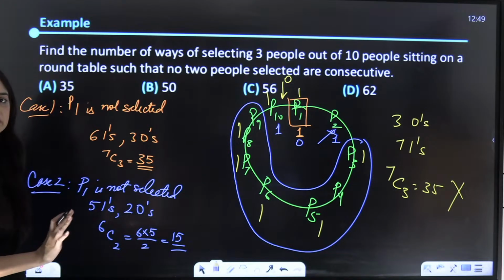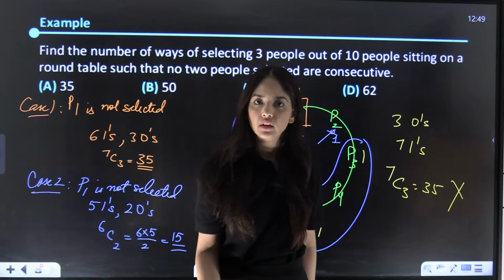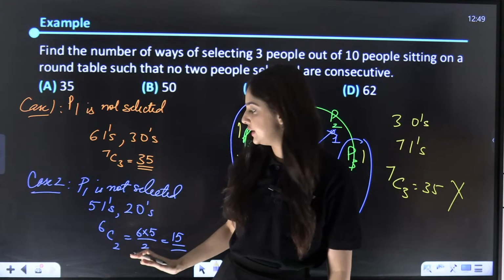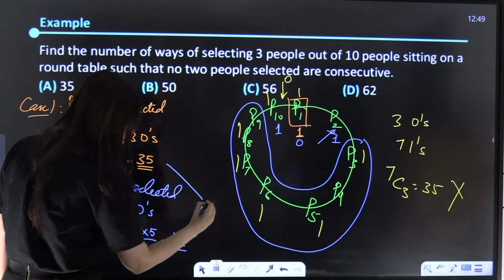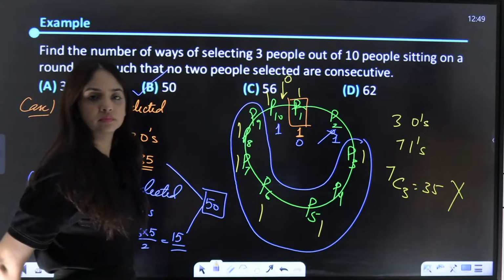And now only these two cases are possible. Either P1 is selected or P1 is not selected, right? And for each of these cases, we counted the total number of possibilities. So 35 plus 15, the answer is 50. Okay?